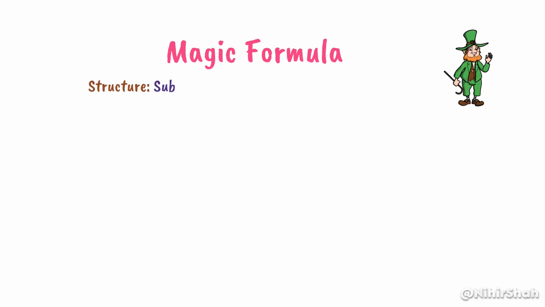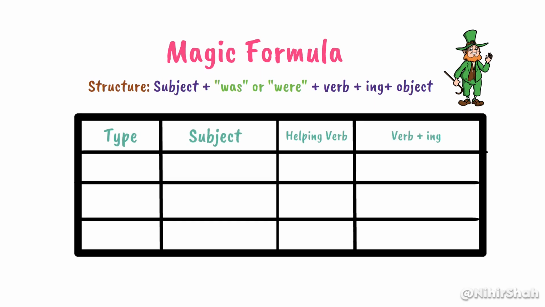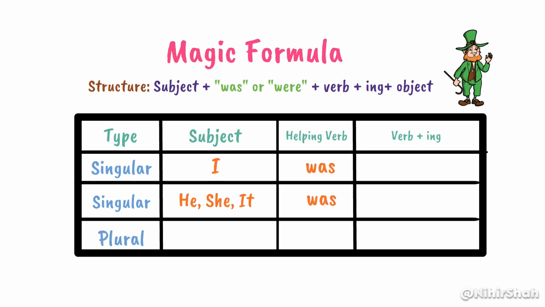Now, let's learn the magic formula for past continuous tense. The structure for past continuous tense is subject plus was or were plus verb plus ing form plus object or complement. But what to use, was or were? For singular subjects, I, he, she, it, we use was. And for plural subjects, you, we, and they, we use were. So remember that if the subject is singular, we will use was, and if the subject is plural, we will use were.